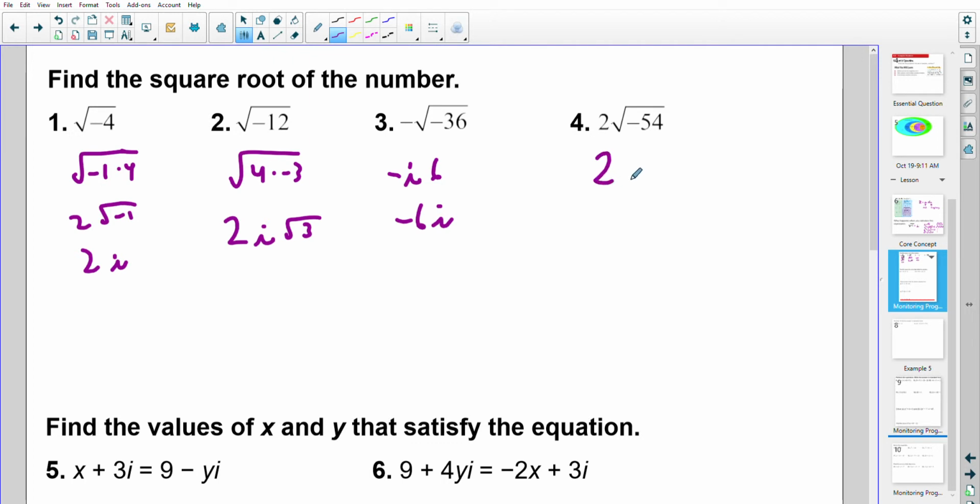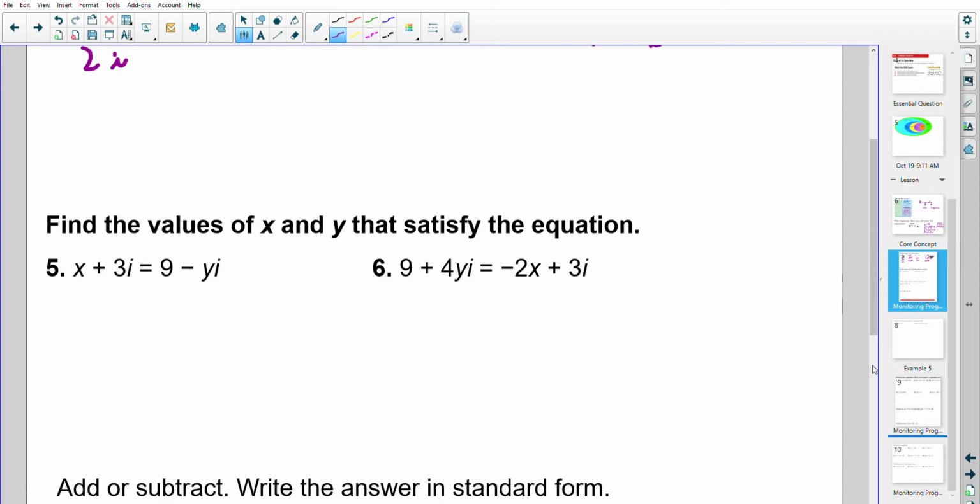Let's see, the last problem, 2. This is equal to, you can break it down, negative 1 times 9 times 6. I do it this way because this is a perfect square factor, and therefore this comes out as an i, this comes out as a 3. So it's 3i times 2, 6i square root of 6.